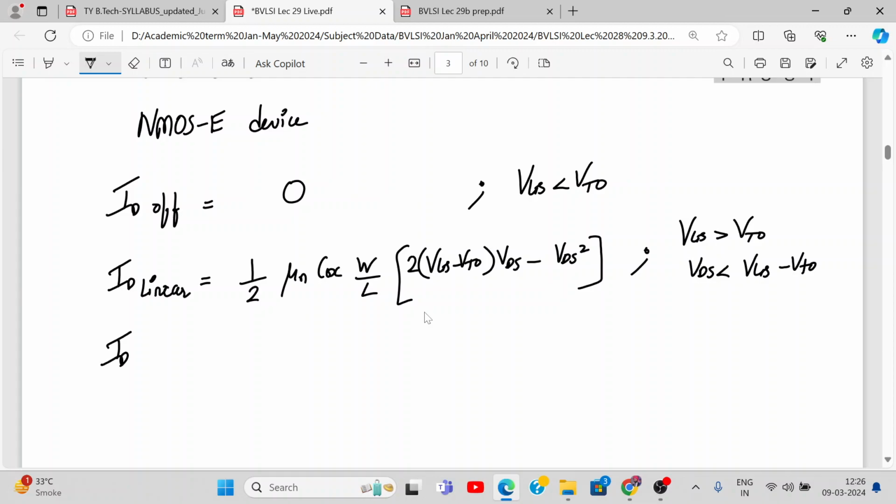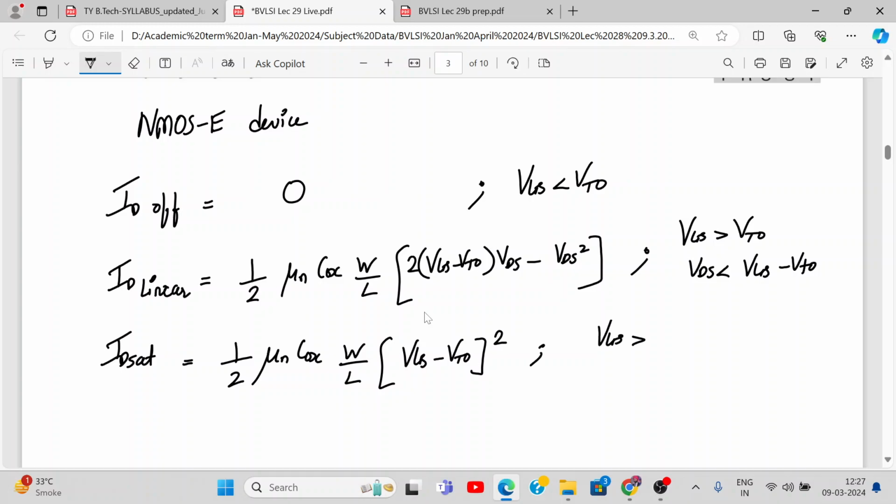Agree? Then ID sat is half mu n Cox W by L times (VGS minus VTO) the whole square, with VGS greater than VTO and VDS greater than VGS minus VTO. Greater than or equal to, right? As you said, from the ID side, here also actually. So this is the more accurate form. This is for the N channel MOSFET device. So please write them down.